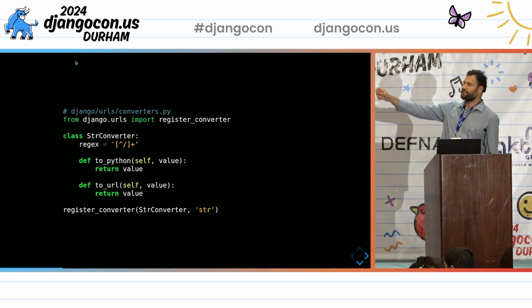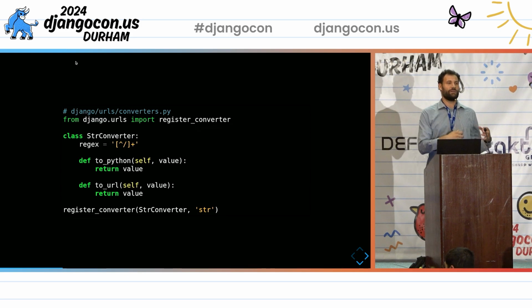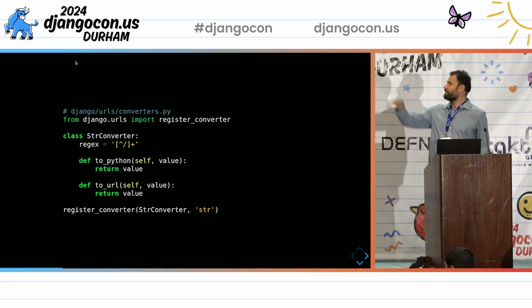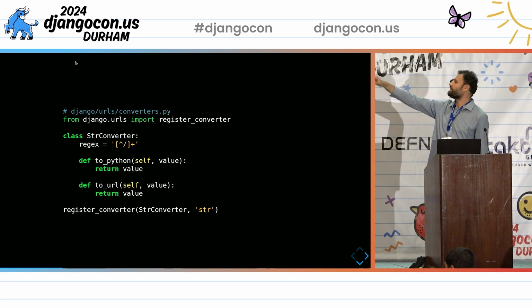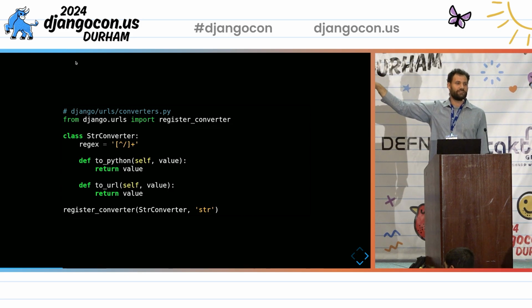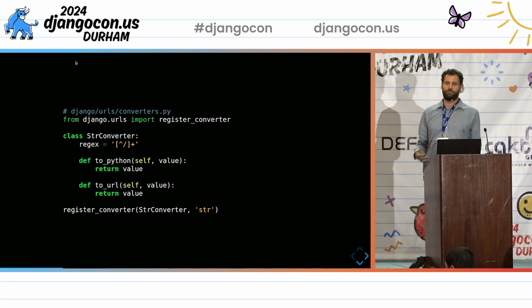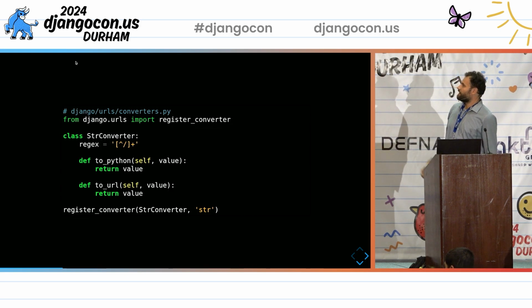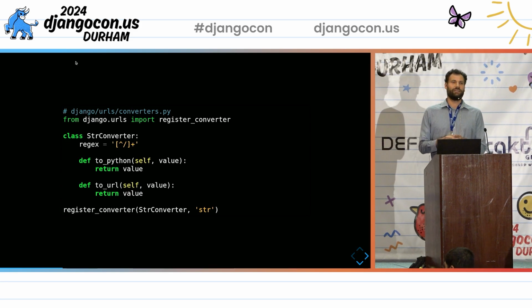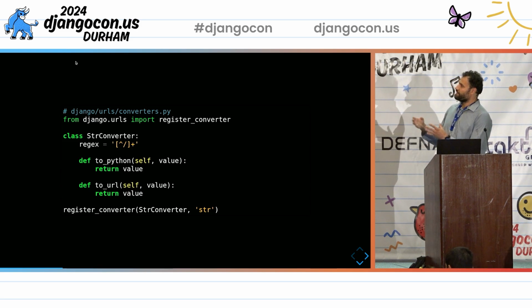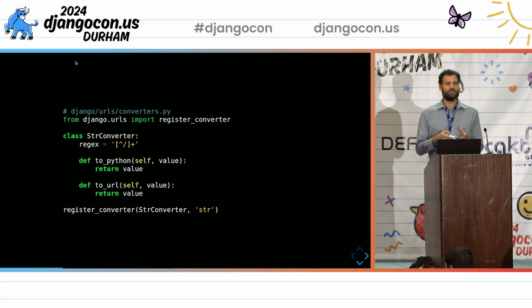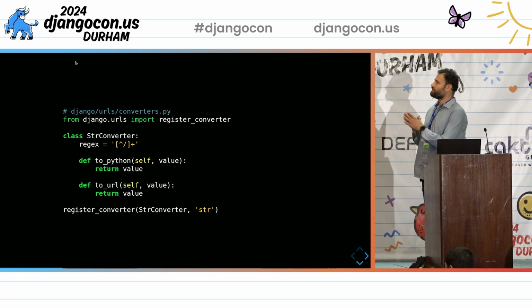Well, the regex is injected as a part of how the pod pattern should look like. So in case of a str, it's just a sequence of non-slash characters that can be arbitrarily long, but at least one character. And what does toPython do? Well, it parses the value that is captured by the regex. So in this case, it doesn't do much. It simply returns the value that it has captured, but you can use it for more advanced tooling.